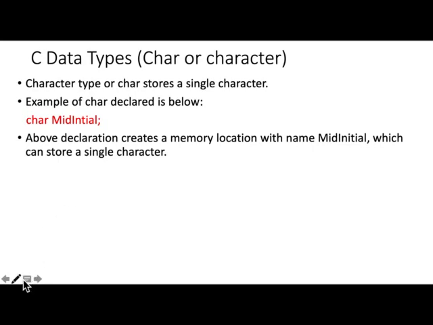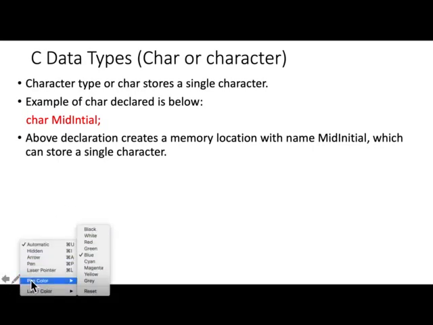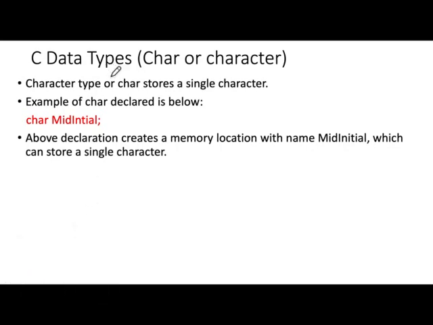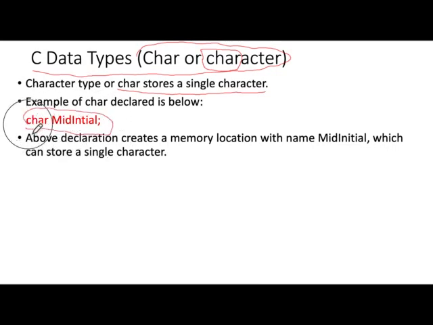Then finally, another data type very often used is char. Its actual name is character, but we only shorten it to char. It can only store a single character. An example would be like this: char mid_initial, somebody's middle initial. That creates a memory location with mid_initial, which can store a single character. A single character in C is just 1 byte or 8 bits.